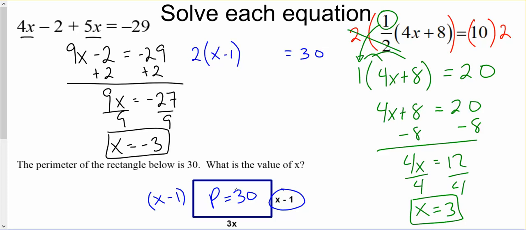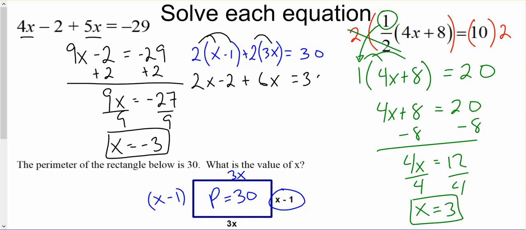And I've got a 3x, which means I've got another 3x over here. So I'm going to say that's just 2 times 3x. And now we've got an equation. So we can distribute our 2. We say 2x minus 2 plus 2 times 3x makes 6x equals 30.